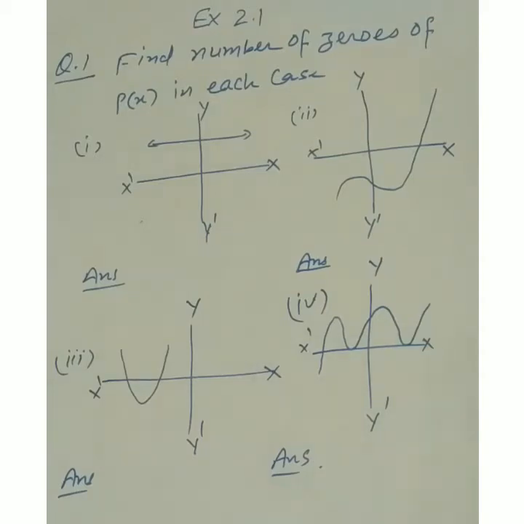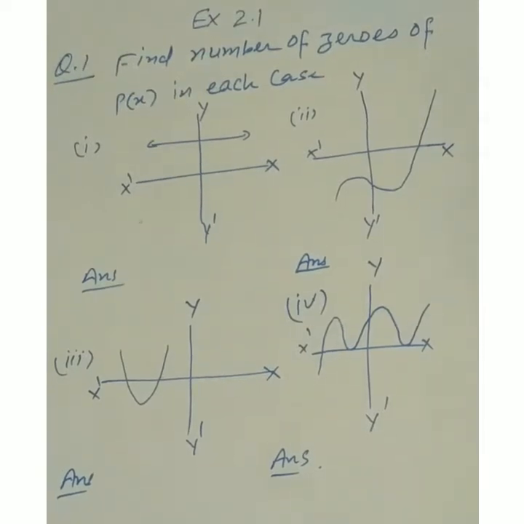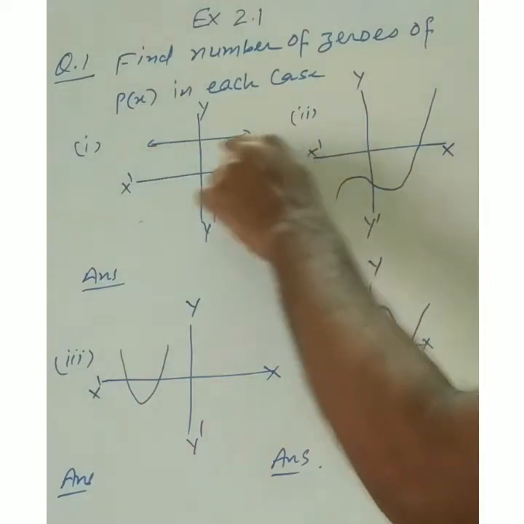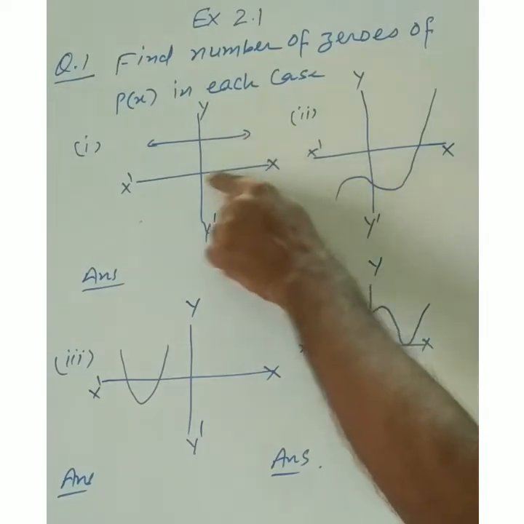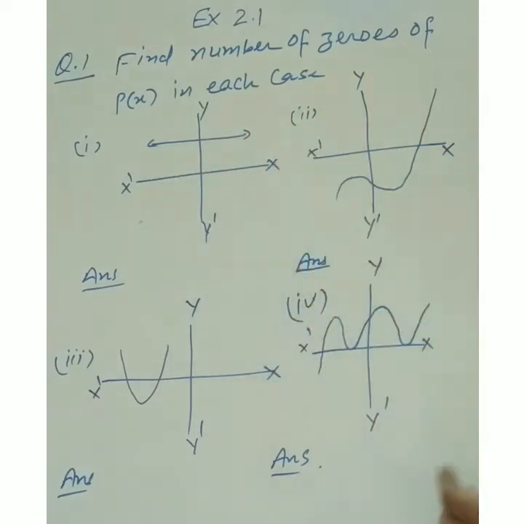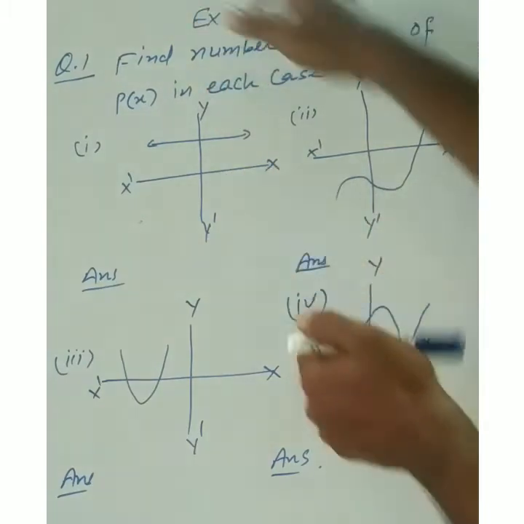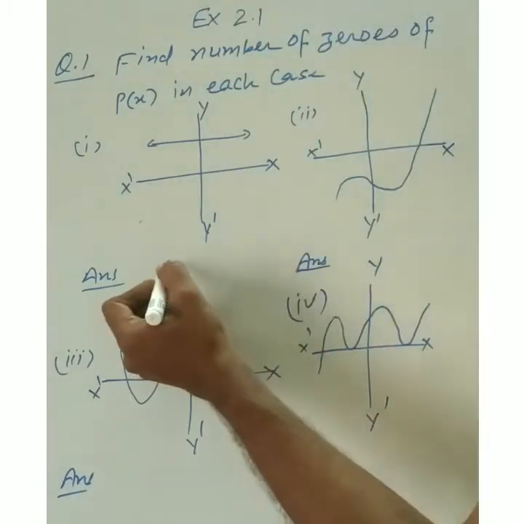Hello students, now we try to solve exercise 2.1, in which we have to find the number of zeros of p(x). Zeros means the points of intersection of the curve with the x-axis. Here this curve is not intersecting the x-axis, hence the number of zeros will be 0.